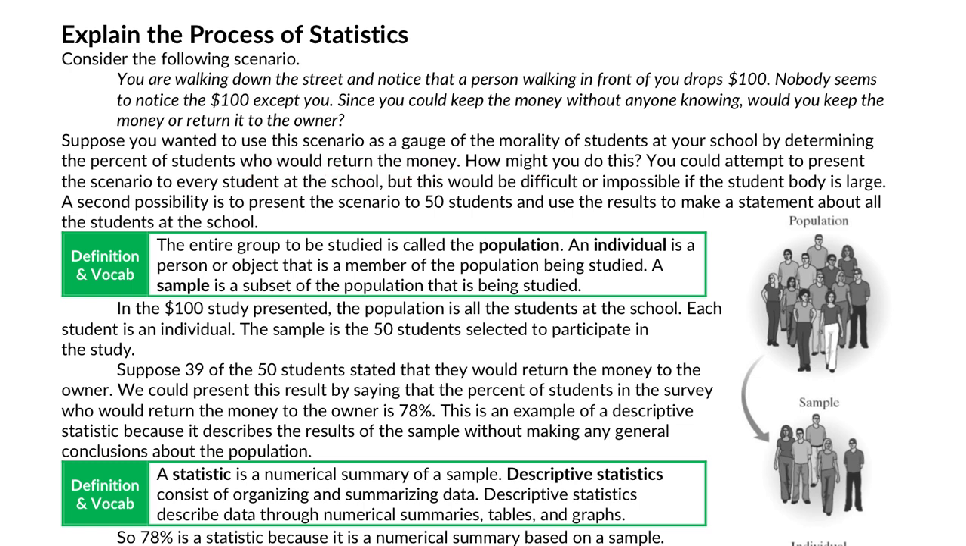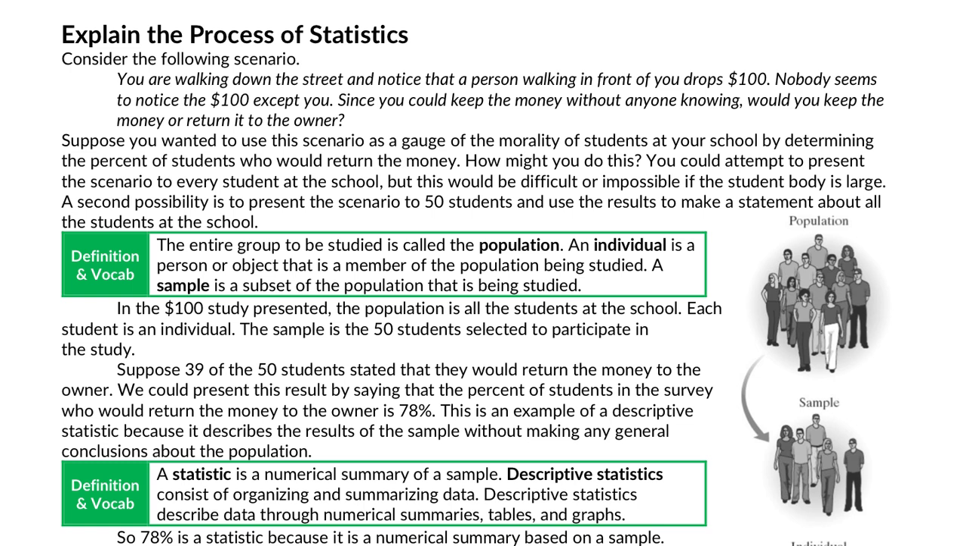A poll, okay. We could present this poll to every student in the school. Are we going to get all 3,000 whatever kids in our school to answer this poll? No. That would be really difficult or impossible if the student body is large, like it is at our school. What's a second possibility that we could do? Survey. Just pick 50 kids. Pick 50 kids and ask them to give a statement about the school.